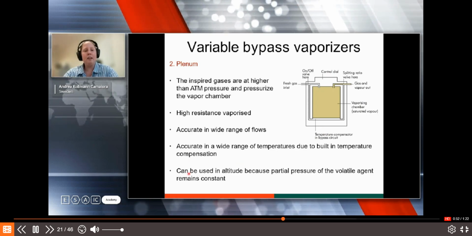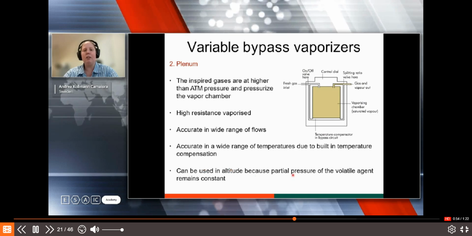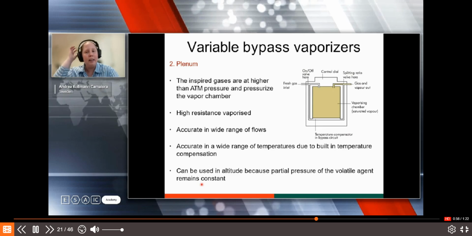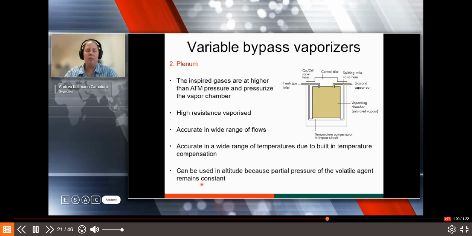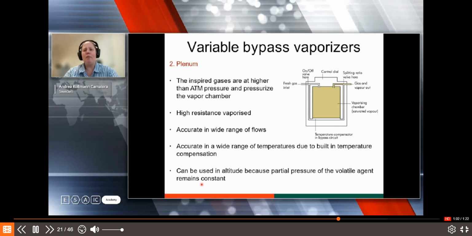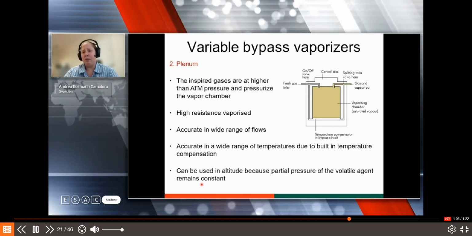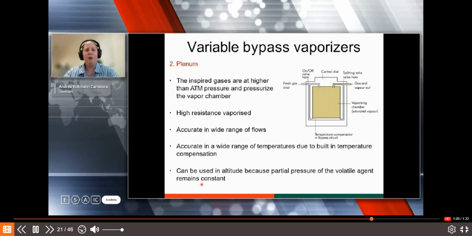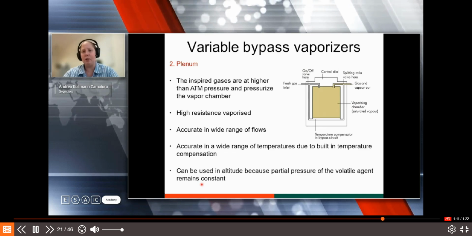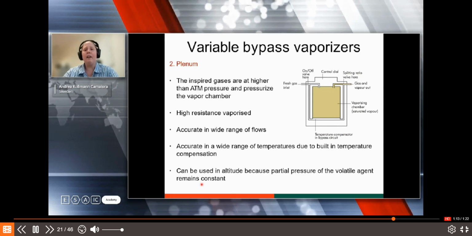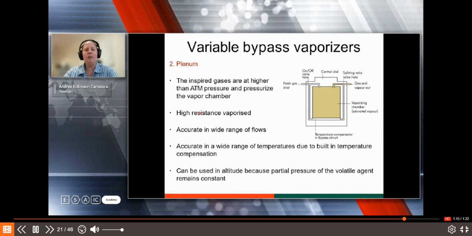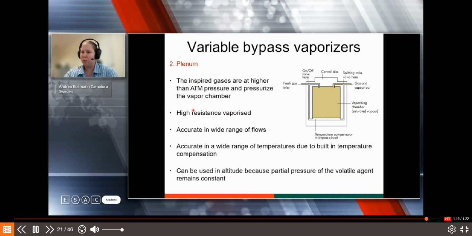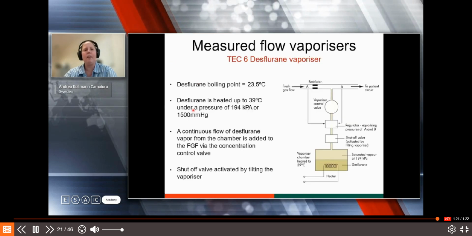And this can be used in altitude, because the partial pressure of the volatile agent remains constant. So in the exam, if they ask you in part 1, can a draw-over vaporizer be used in altitude? No. You need to use a plenum. Does the plenum come with a temperature compensator? True. Is it a low resistance vaporizer? No, it's false, because plenum is high resistance. So there is a wide range of questions I can ask you there.